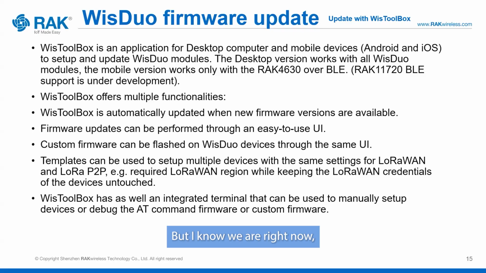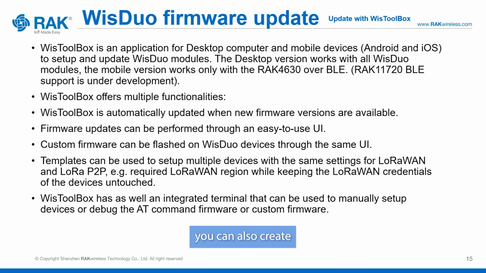But I know we are right now implementing the support for the RAK 11720 for firmware updates and setup of the module over Bluetooth. It offers multiple functionalities. We have the firmware update, which can be done through an easy-to-use UI. Also, WisToolBox is automatically updated when we have a new firmware release. So you will always find the latest firmware version in WisToolBox. You can also flash custom firmware through the WisToolBox using the same user interface.